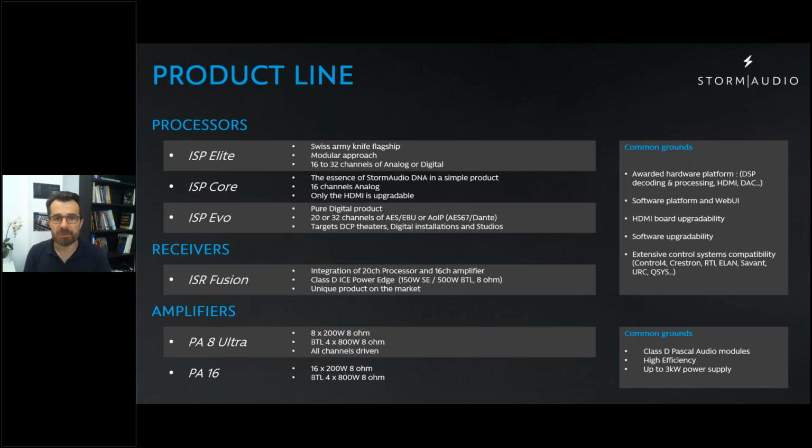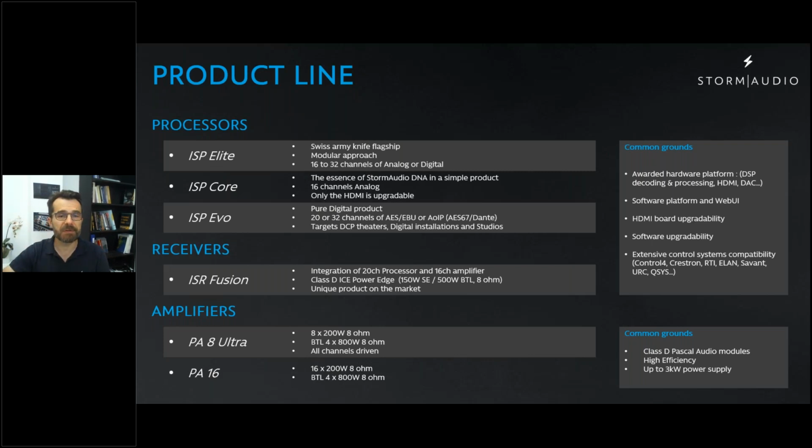It is a very interesting piece because it brings 20 channels processing with 16 channel amplifications up to 150 watts. You can also bridge and reach 500 watts per channel. So with that, you can build systems like 9.4.6 or 9.4.4 if you bridge the LCR, for example. So really a top level receiver that helps you make systems with a product that costs less than 20,000 euros with the complete feature set that StormAudio offers that you already know, I believe.